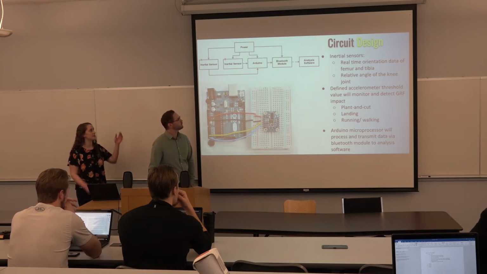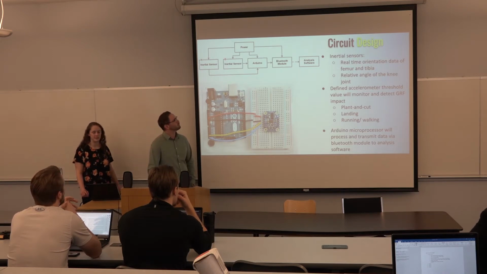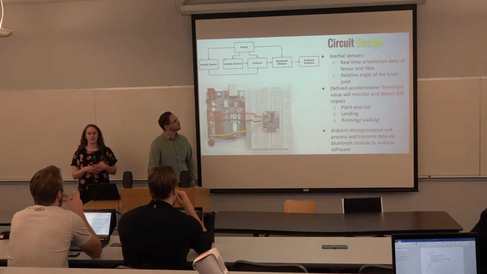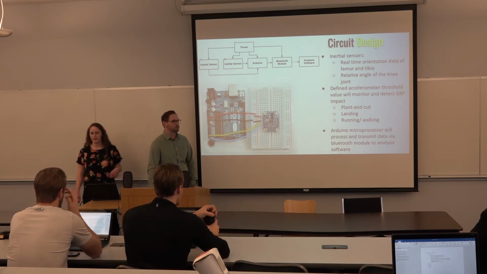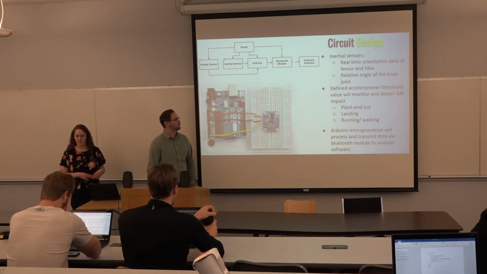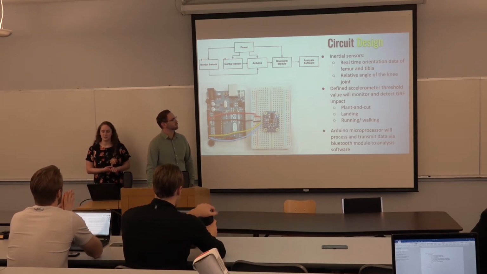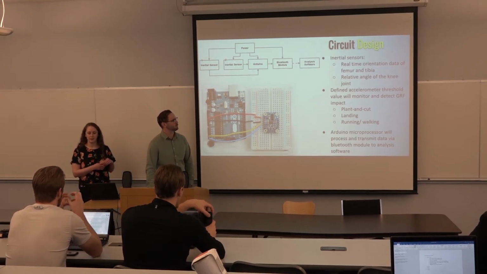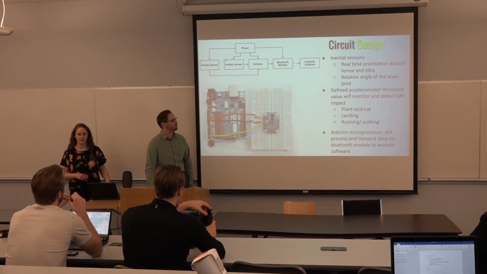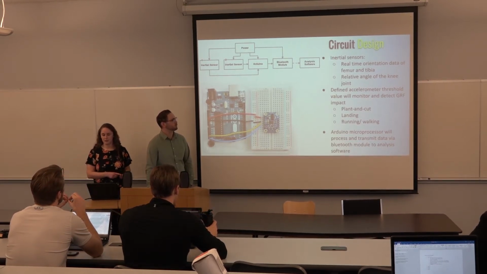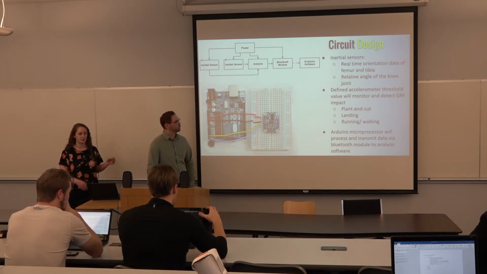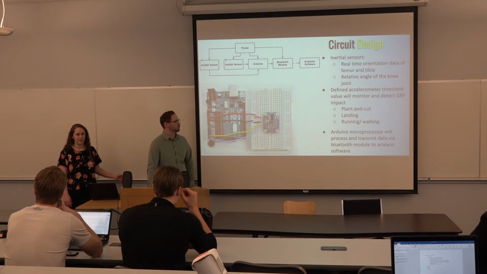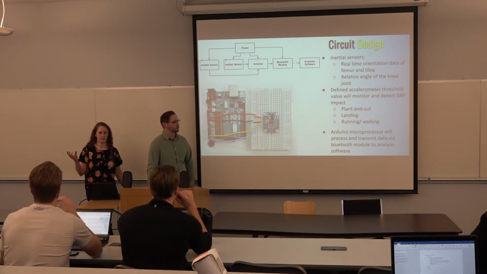As you mentioned, we're going to have our two inertial sensors integrated into the sleeve, one above and one below the knee. These inertial sensors are going to give us real-time orientation data of the femur and the tibia, and they're also going to give us the relative angle of the knee joint. The accelerometers in these inertial sensors are going to have a defined threshold value that will monitor and detect the ground reaction forces in the plant and cut motions, the landing from jumping, and the running and walking motions. All this information is going to be collected using the Arduino microprocessor, which will transmit this data through a Bluetooth module to the analysis software.